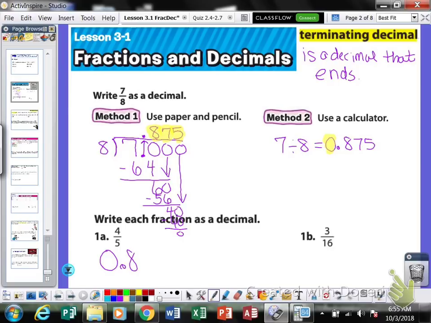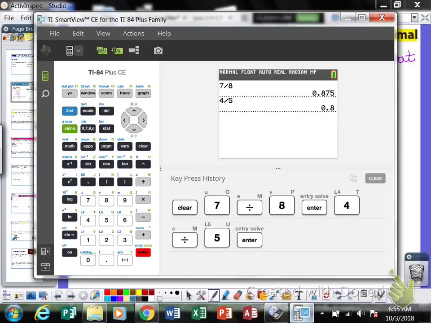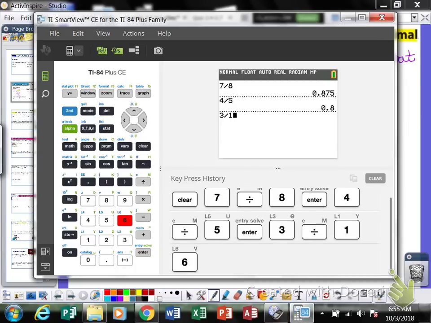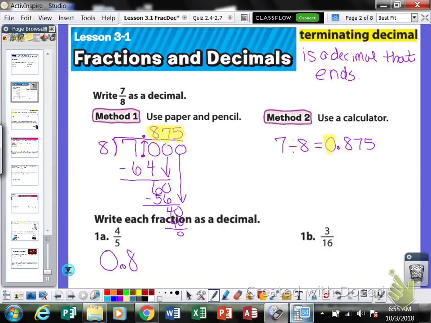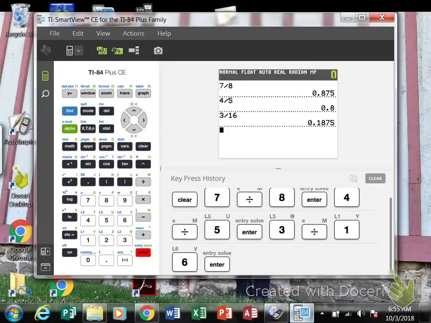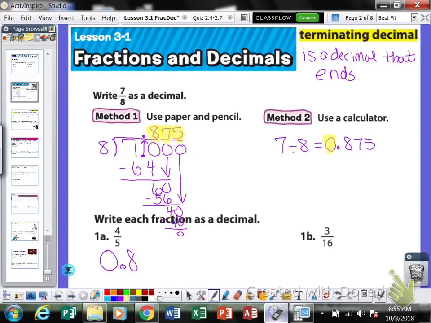Please make sure that you're putting that 0 in front of the decimal. And then 3/16 is the same as 3 divided by 16, which is 0.1875, which is 1,875 10,000ths. Oops, sorry, what was that? It was 0.1875. So those are terminating decimals because they stop.